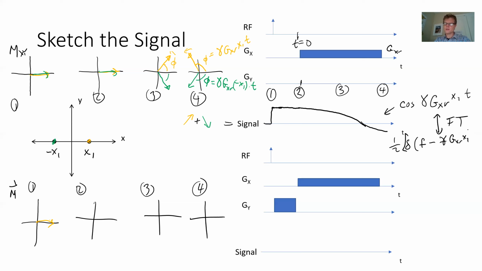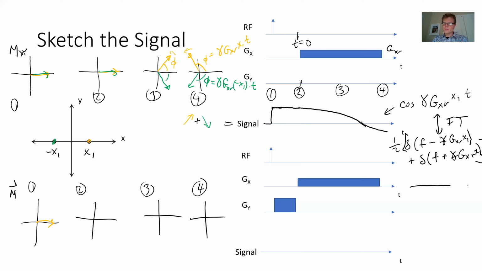plus an additional delta function here of f, and it's going to be plus gamma bar times the gyromagnetic ratio times x1, the bracket in there.